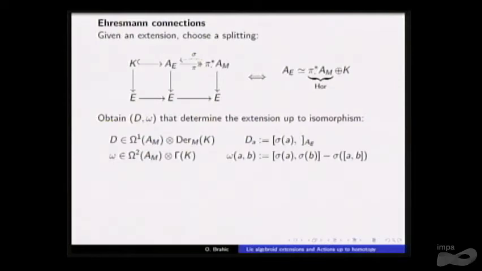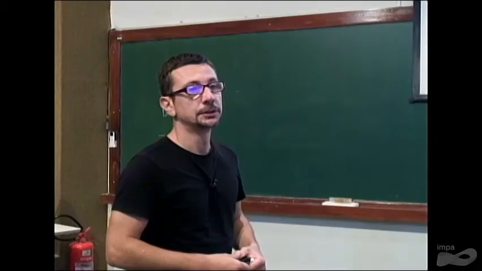And this omega, applied to A, B, which are sections of A, is just taking the bracket of sigma A, sigma B, and then subtracting sigma of the bracket of A, B. This one is the bracket of AE, and this is the bracket on AM. When the section is by an algebra, the second one vanishes, the omega vanishes, but D does not necessarily vanish.